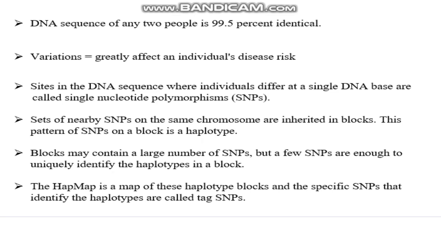And sets of closely located SNPs on the same chromosome are always inherited together from the parent to the offspring. And this pattern of SNPs, which is located in the form of a group or a block, is known as a haplotype. These blocks may contain a large number of SNPs, but a few SNPs are enough to uniquely identify the haplotypes in a block. The HapMap project is actually presenting a map of these haplotype blocks, and the specific SNPs that identify these haplotypes are called tag SNPs.